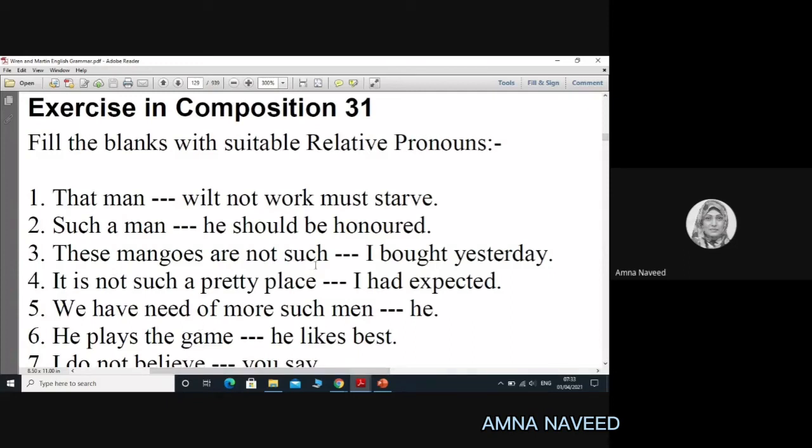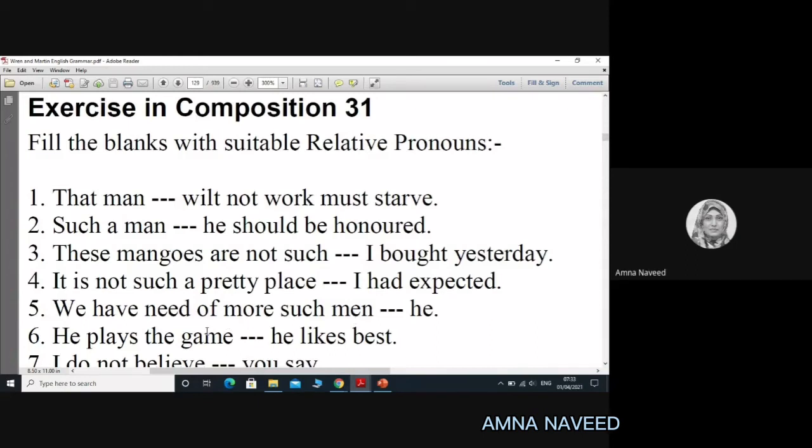So, next sentence, sentence number three. These mangoes are not such dash I bought yesterday. Yes, how will you fill the blank? Since the sentence contains such in it, it would be followed by as as a relative pronoun. So those mangoes are not such as I bought yesterday. Very good.